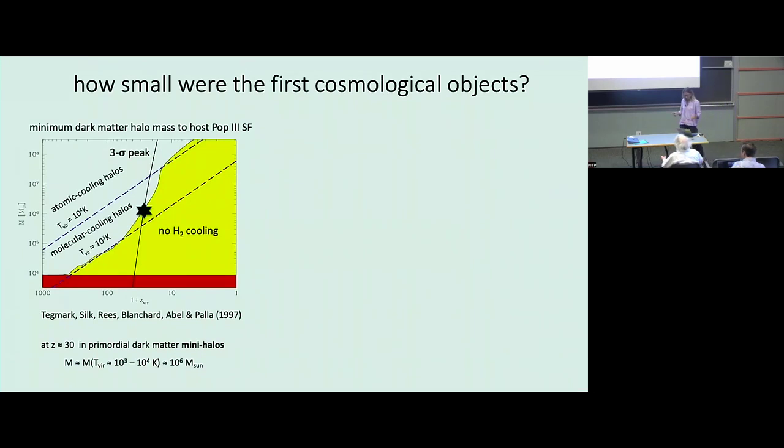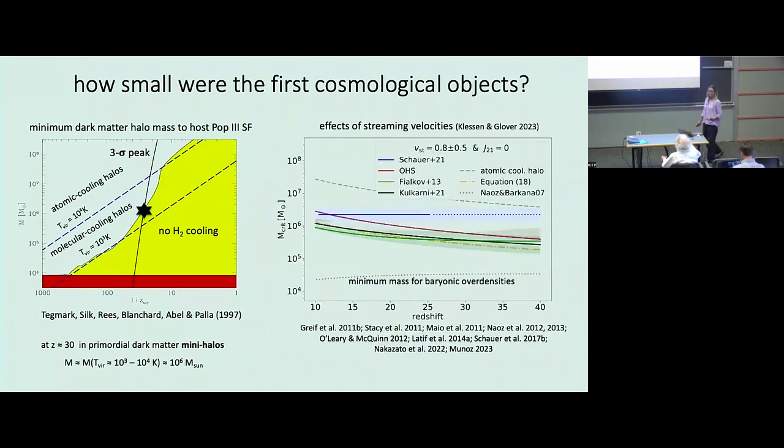Now, this very important study has then been revisited, including additional physical processes. One of these that has attracted particular attention is the effect of streaming velocities between the baryons and the dark matter. We know that these stem from second-order perturbation in the density field, and at redshift of around 30, the streaming velocity is of the order of 1 kilometer per second, which is very similar to the virial velocity, to the circular velocity of these small mini halos.